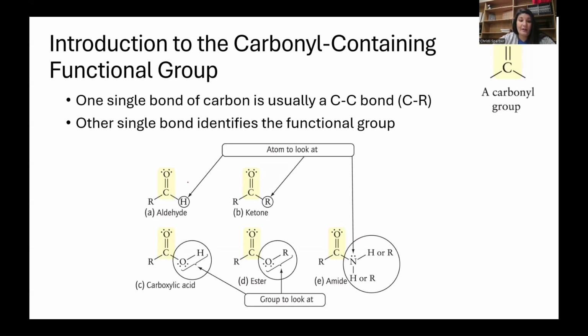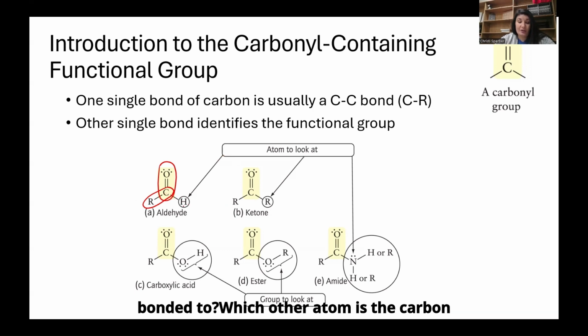So we have aldehyde, where we have a C-R group right here, and the carbonyl, which is the C double bonded to an oxygen. And then the atom to look at is the other one. Which other atom is the carbon bonded to? For an aldehyde, it's bonded to a hydrogen. For a ketone, it's bonded to another R group.